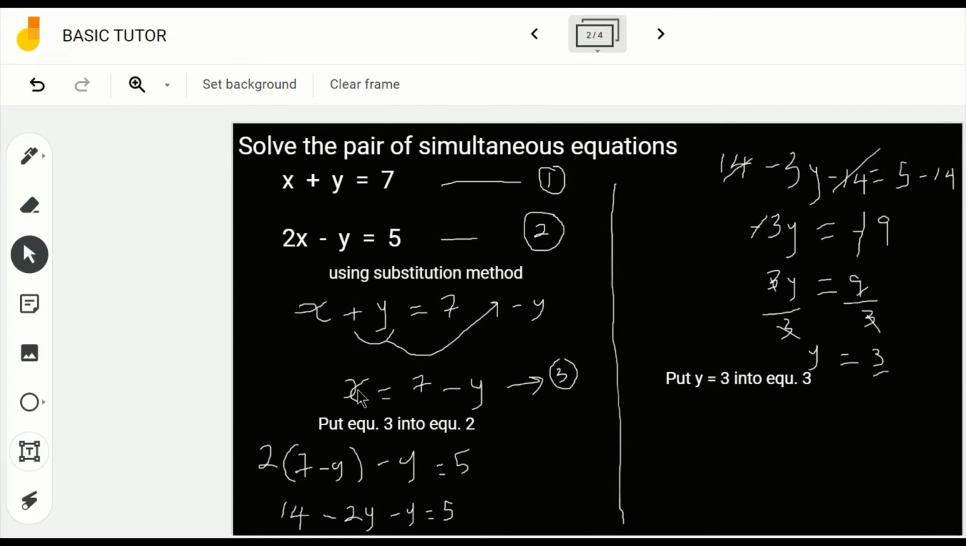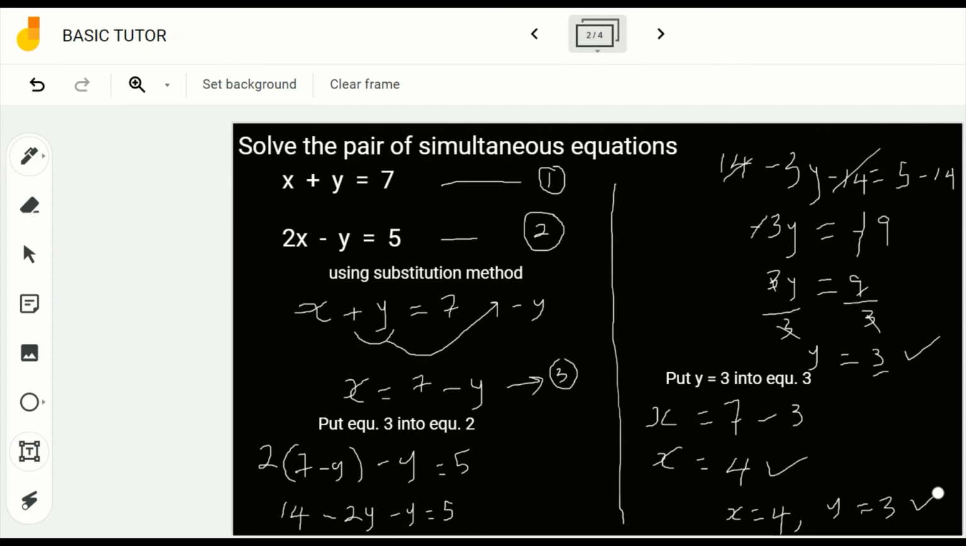That becomes x equal to 7 minus y. Now y is 3. So therefore x is equal to 7 minus 3, which is 4. So that is the value for x. So therefore I can say that my x is equal to 4 and my y is equal to 3. So this is our final answer.